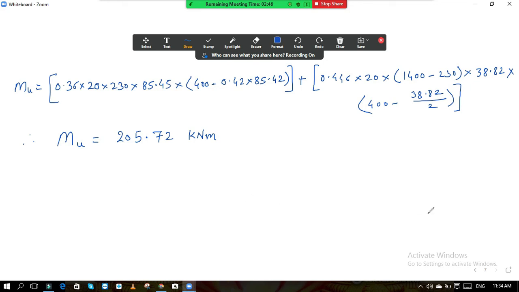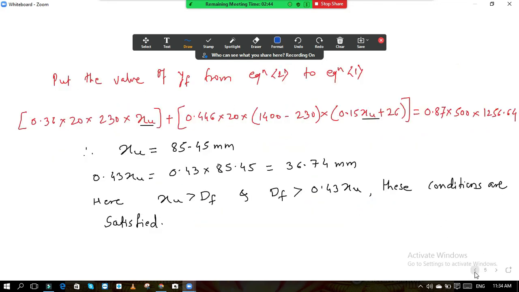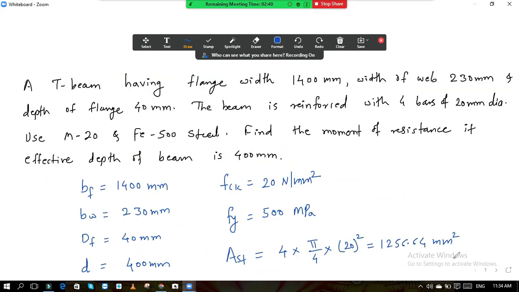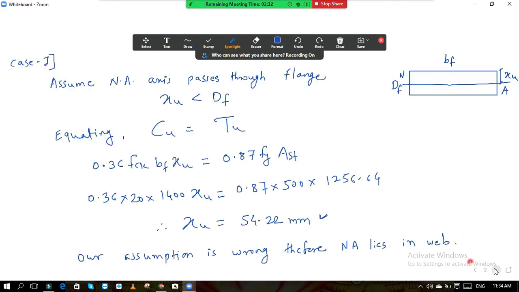See, suppose in the first case, if your first case gets satisfied. It is a very lengthy, long problem we have taken. This much of a lengthy problem will not be there in the examination. In the first case itself, if your assumption is satisfied, then here only you can calculate Mu. It is Cu into z. So it will be 0.36 fck bf into xu into lever arm, which is d minus 0.42 xu. एवढं केलं असतं की तुमचा आन्सर आला असता.